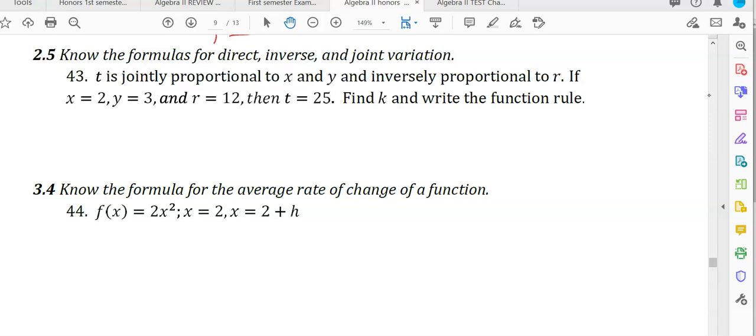But t is jointly proportional to x and y. So if you remember the y equals kx kind of equation, so t equals k. X and y are like direct variations, so times x times y. But inversely proportional to r, so divide by r. So then plug in, it says if x equals 2, t equals 25. So 25 equals k times 2 times 3 divided by 12.